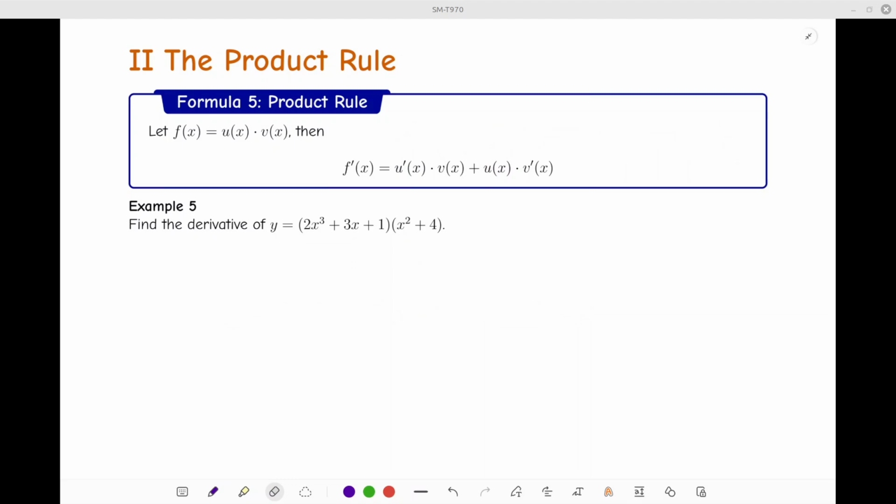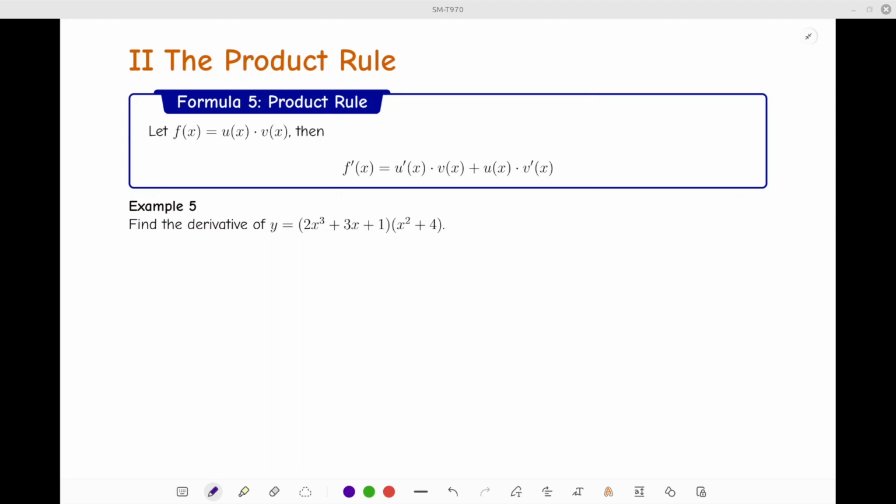Hello, this is section 2.5, the product rule. The product rule states, if f of x equals u of x times v of x, in other words, the product of two functions, then f prime of x is equal to u prime of x times v of x plus u of x times v prime of x. In other words, the derivative of the first function times the second function plus the first function times the derivative of the second function.